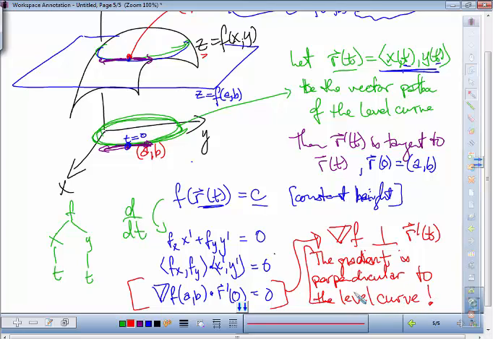And this statement becomes a lot more powerful than just these words that say something is perpendicular to a level curve. It carries a lot of consequences when we look at these types of functions, and further when we look at higher dimension functions. So let's see what this means.